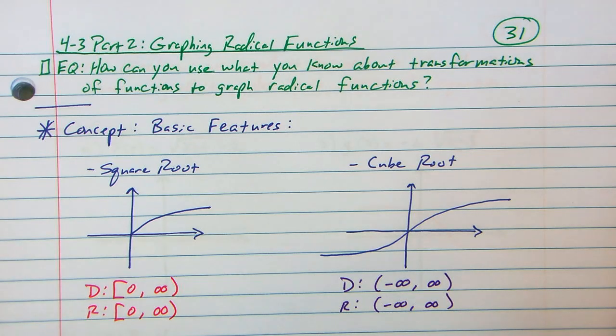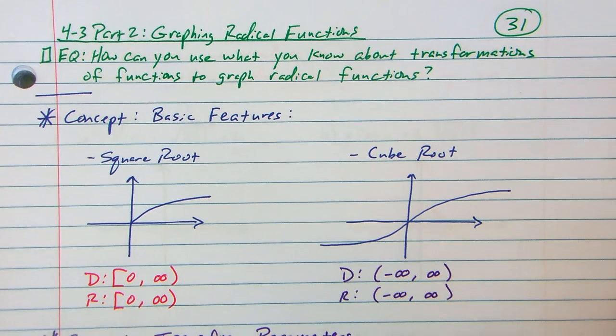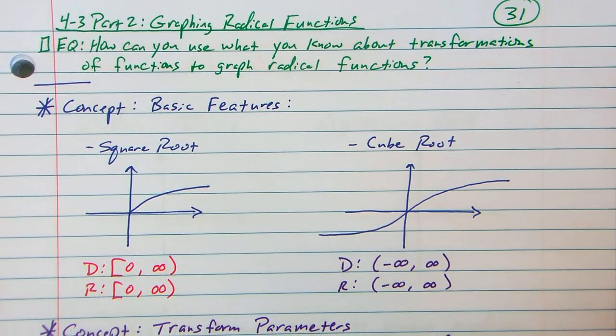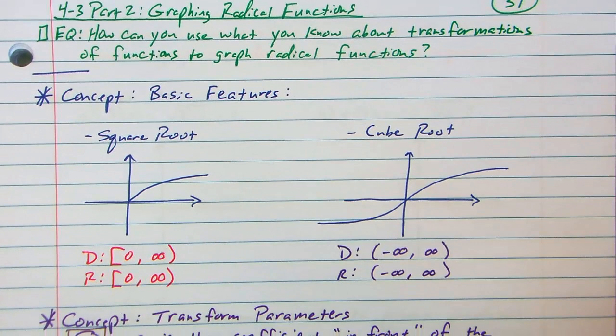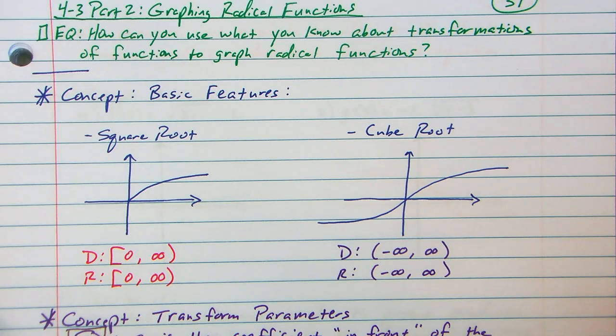So 4-3 part 2, there's the EQ. This is mimicking what we did in Desmos yesterday. The difference between square root and cube root is, well, it's like one is half the coordinate plane and the other is the whole thing.